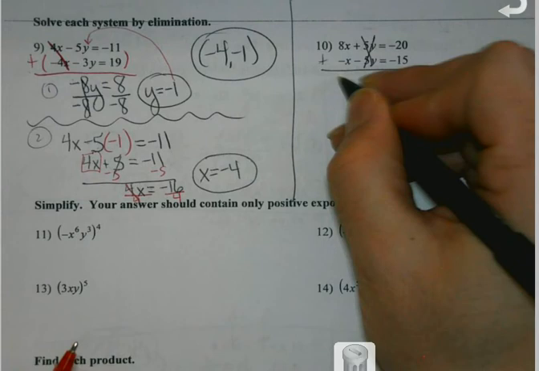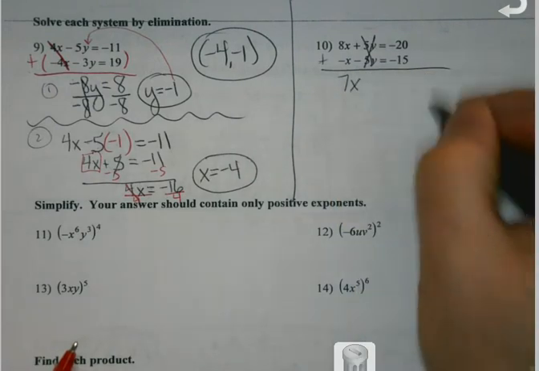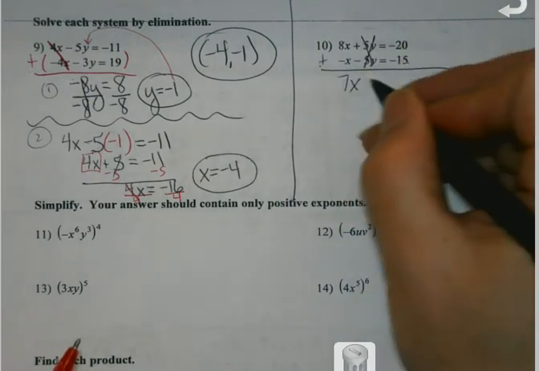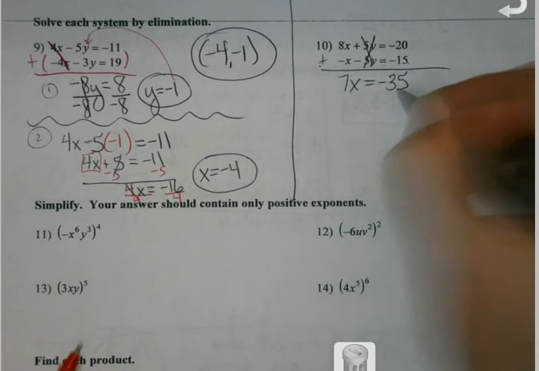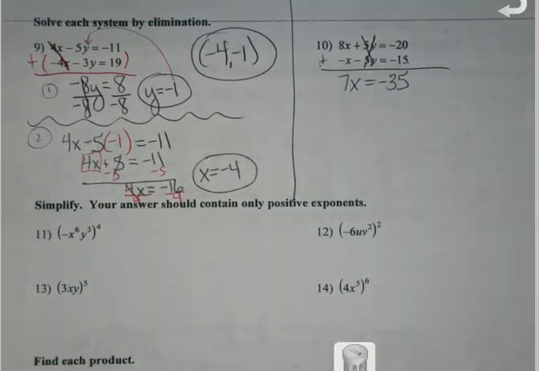8 plus negative 1 is 7. I owe somebody 20 bucks and I borrow another 15. Whew, I need to quit borrowing money first. I owe him 35 bucks now.